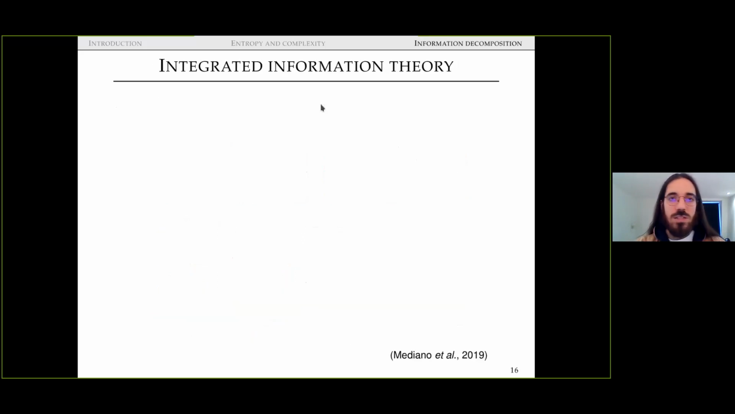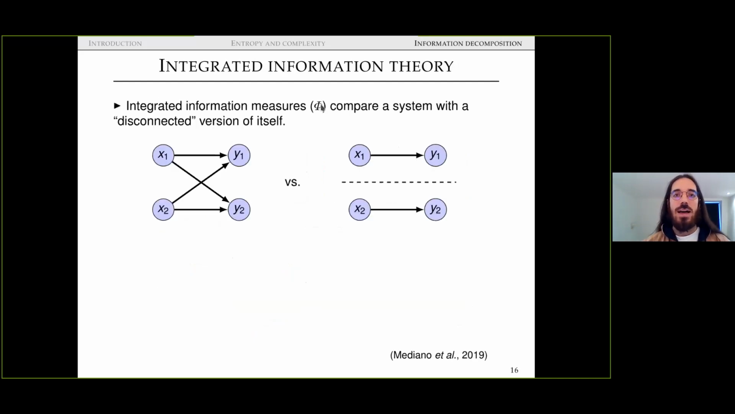And then finally, for the last minute or so, I'd like to make a very brief mention of integrated information theory. That's a theory of consciousness that claims that a system is conscious whenever its parts integrate information, the whole of the system integrates information to a larger extent than the parts. To do that, there's a bunch of integrated information measures called phi that typically compare a system with a disconnected version of itself. So in these little diagrams, we have two time series with time going from left to right, and we somehow cut the system, and you see how much those two statistical models differ.